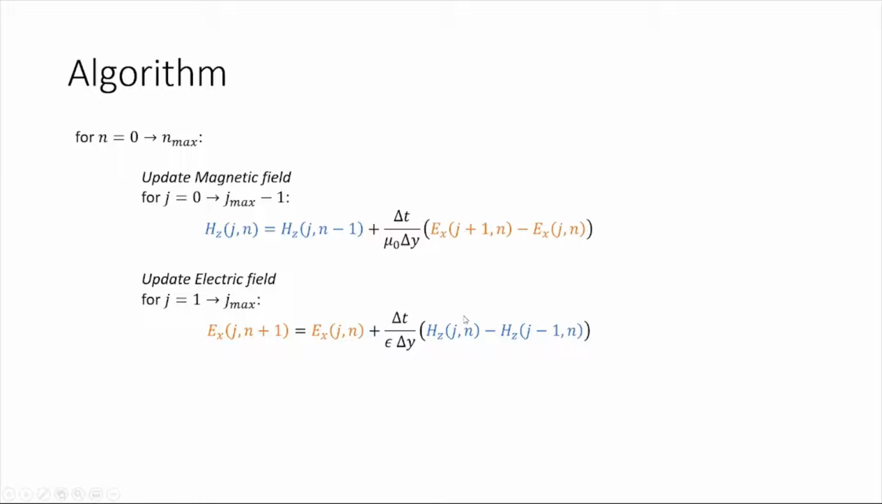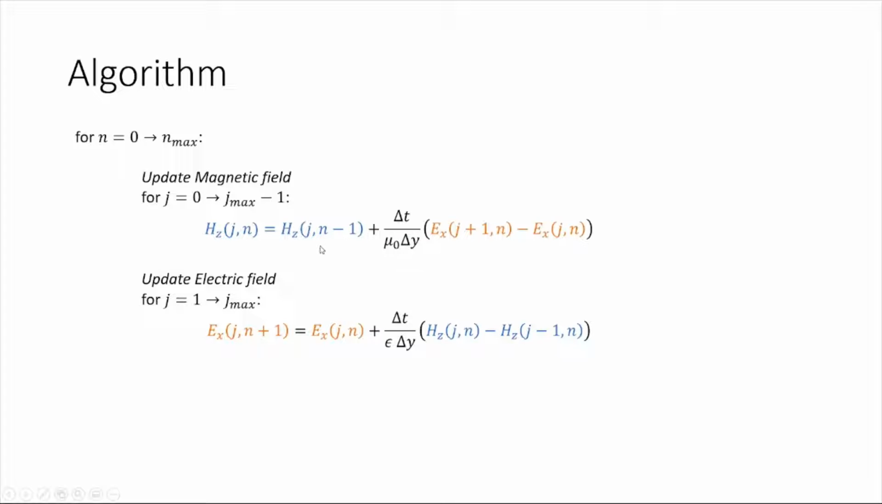Finally, we now have this algorithm. The FDTD algorithm in its simplest form is this. You have a for loop over your time steps n, from n equals 0 to whatever maximum time step you want. And the first thing you do is you update your magnetic field. So you have this loop for j equals 0 to j max minus 1. The minus 1 is important. We'll get to that in a second. You update Hz at j, n equals Hz at j, n minus 1.